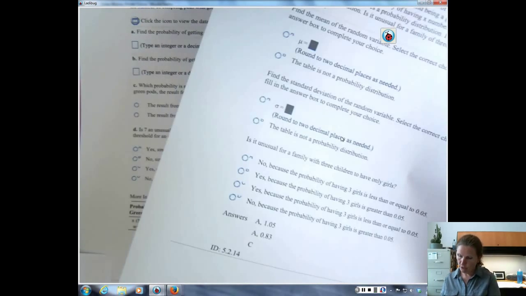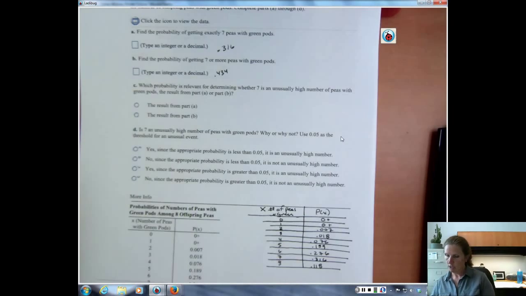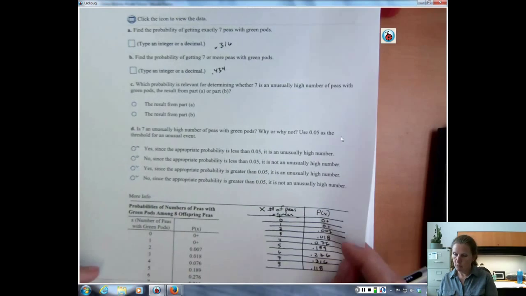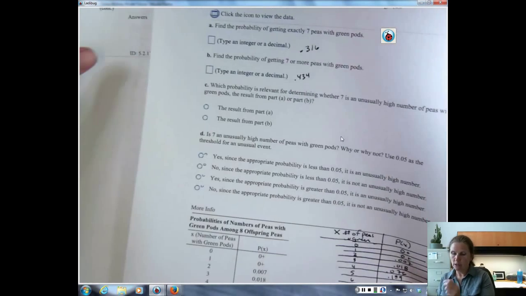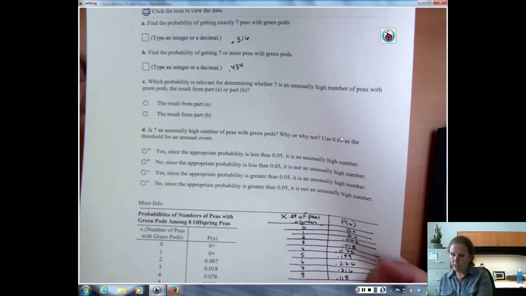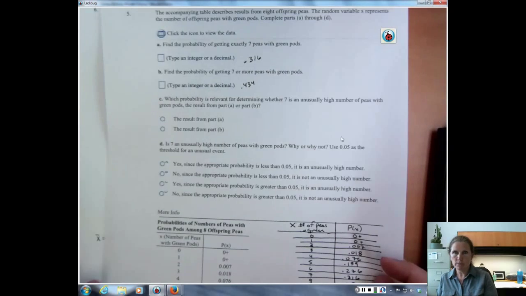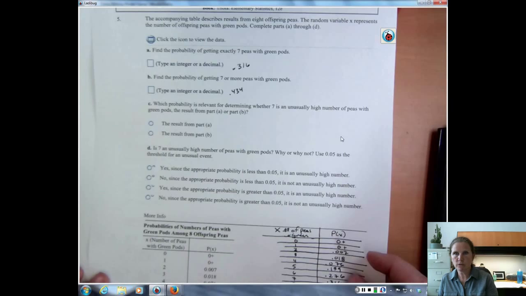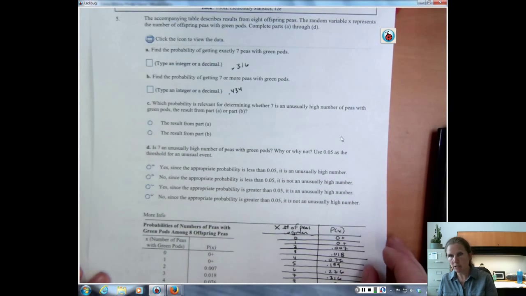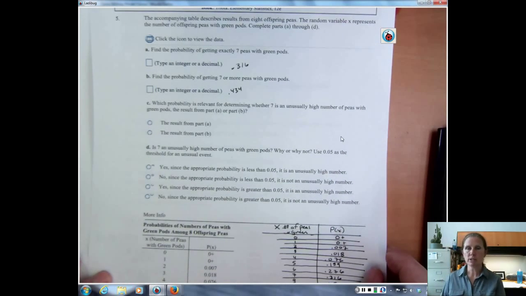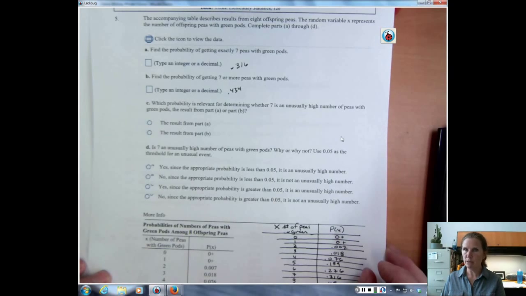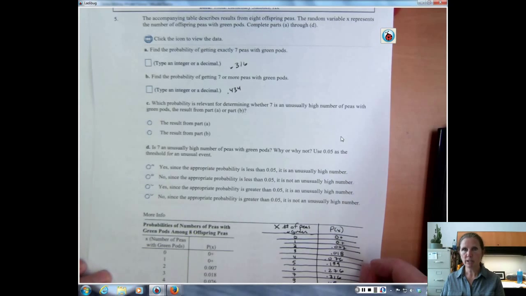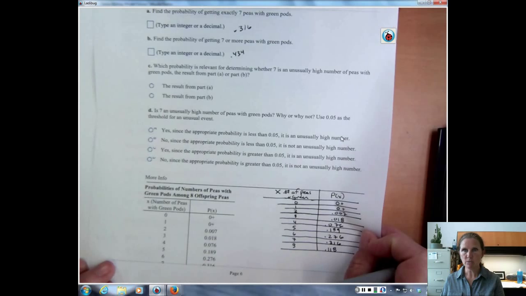Okay, so for number 5, there was some data at the bottom that got cut off, so I rewrote it. The table describes results from 8 offspring peas. The random variable x represents the number of offspring peas with green pods. Find the probability of getting exactly 7 peas with green pods.